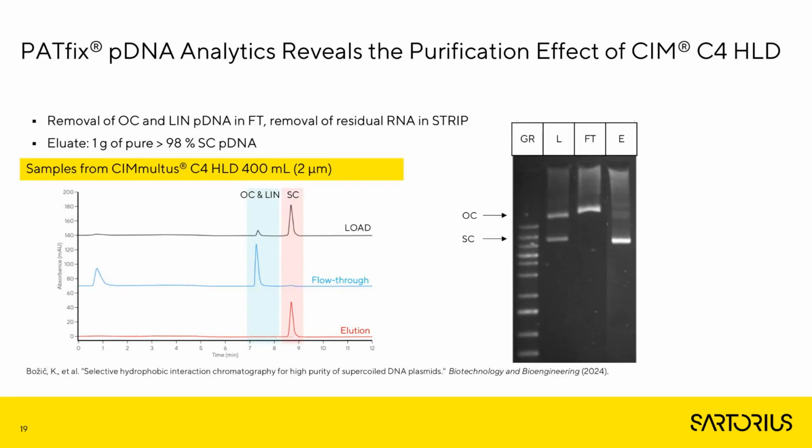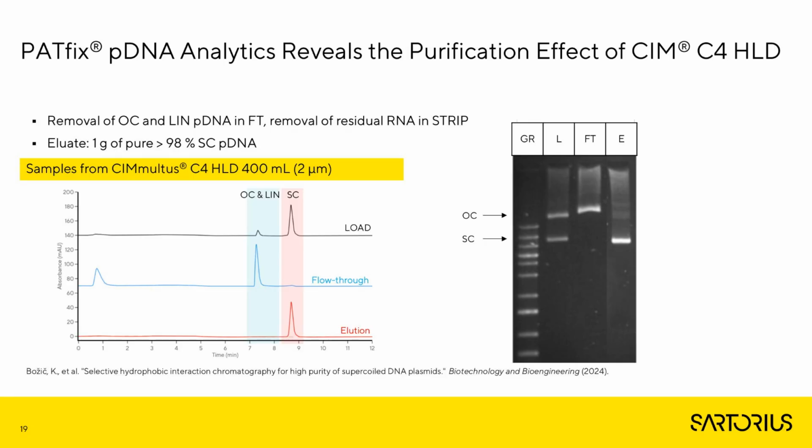This is what it would look like analytically. You can see if the load contains some small amount of open circular, the open circular ran right through the column. It didn't bind, whereas our supercoiled did bind. And so that was the only isoform present in elution. And if for whatever reason you didn't trust chromatography, you can see the agarose gel on the right-hand side, which says the same story. And so if I draw the line, we then have to buffer exchange this material and filter it. I'm not going to go into this.